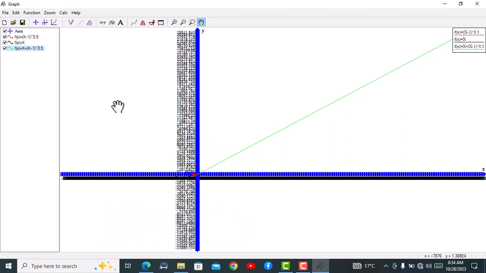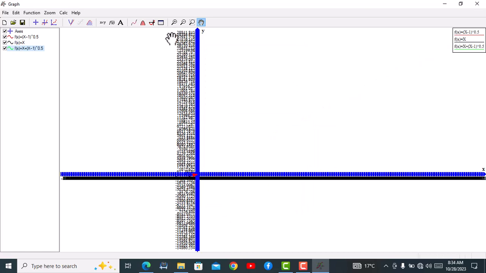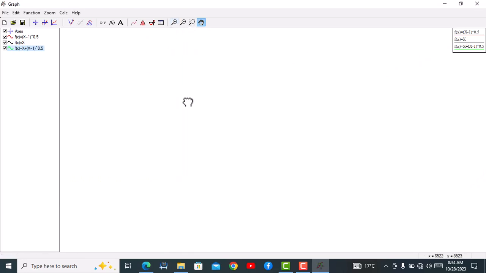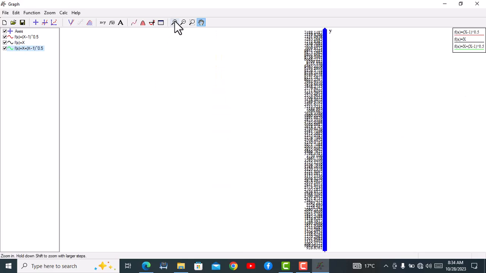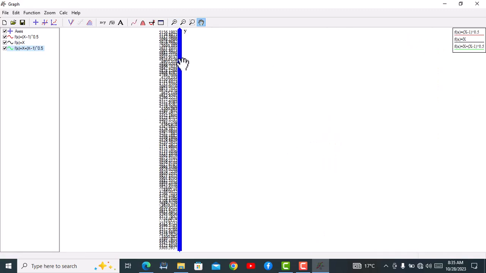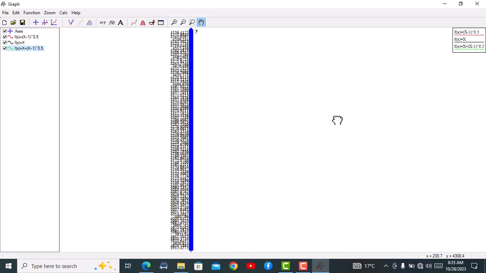So the range would be... let me get back here just to say 10, and I try to do this.